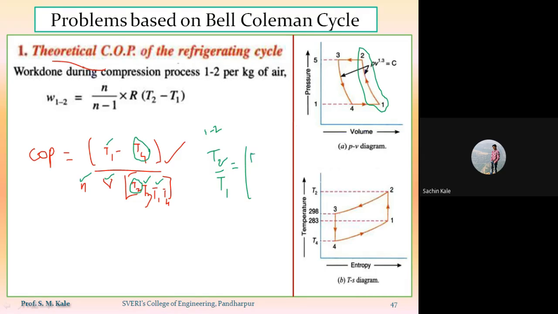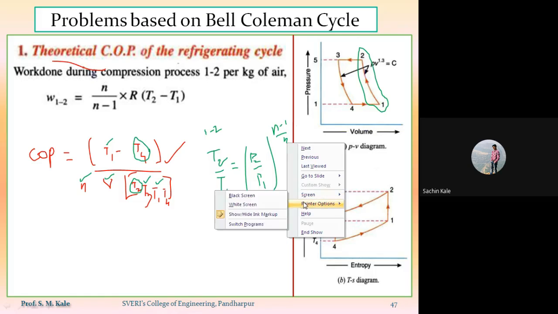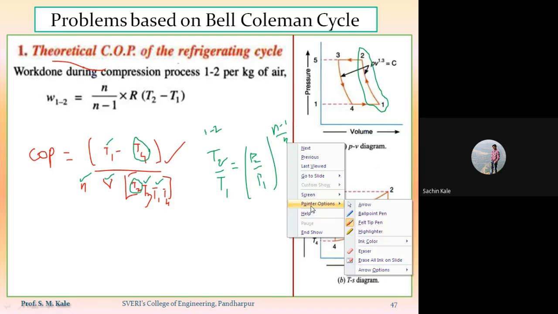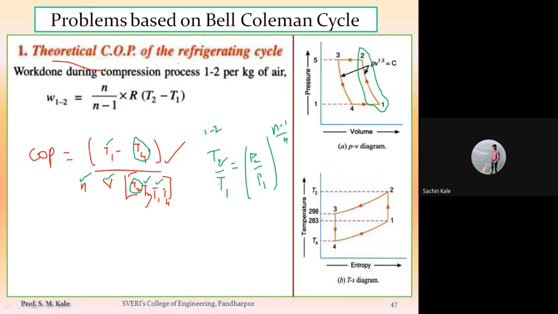T2 by T1 is equal to P2 by P1 raised to n-1 upon n. So here, if you see this formula, you are knowing the value of T1, you are knowing the value of P1, P2, and you are knowing the value of n. What is the unknown quantity? T2. So you are able to calculate the value of T2.